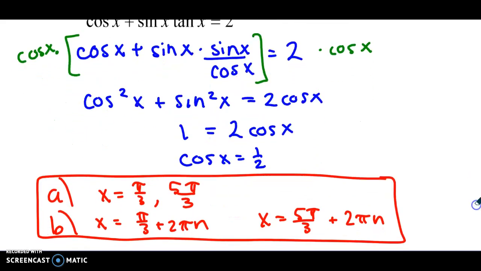Okay, so here are my solutions for cosine of x being 1/2. I know that it occurs at pi thirds and 5 pi thirds. For my general solutions, I want to go one revolution from each of these, so actually an infinite amount of revolutions. So that's pi thirds plus 2 pi n and 5 pi thirds plus 2 pi n.